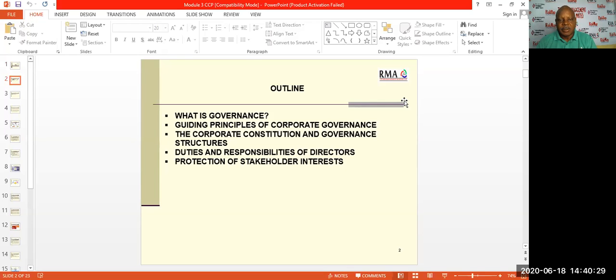In other words, the whole essence of corporate governance is to protect stakeholder interest. But how do we do all of that?